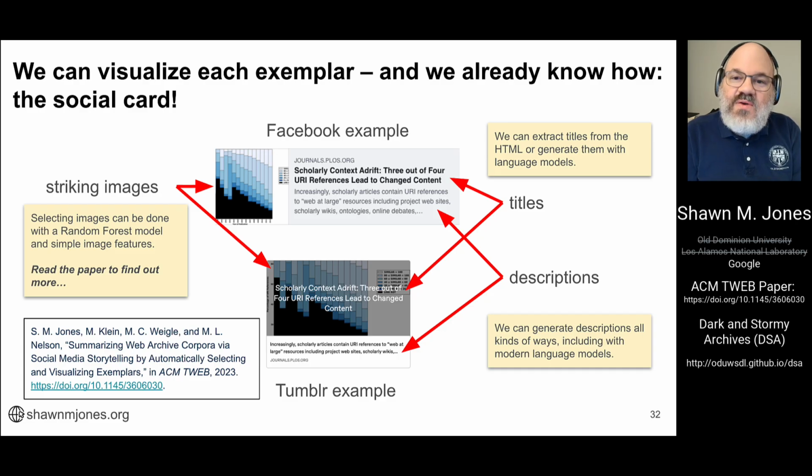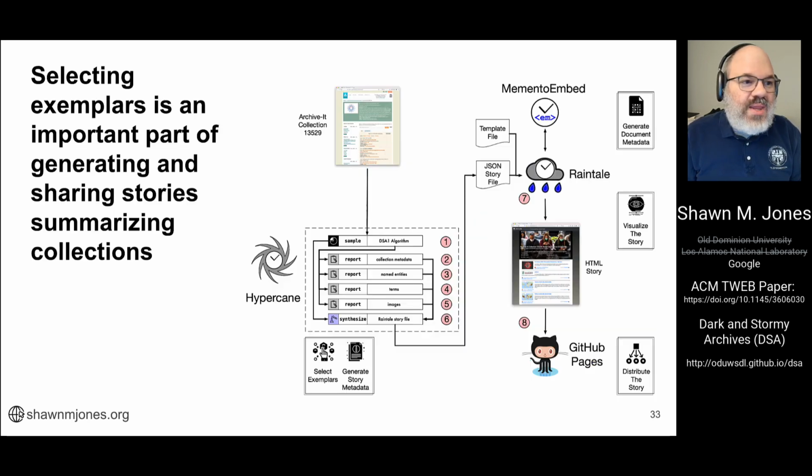And I hate to leave you hanging, but we don't have enough time for me to go into the random forest model that we created in order to select those particular images. You'll have to go ahead and read the paper to find out. I provided another link here to help you. So selecting exemplars is an important part of generating and sharing stories that summarize collections.